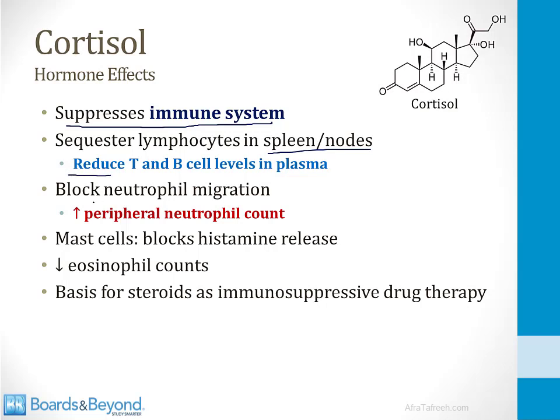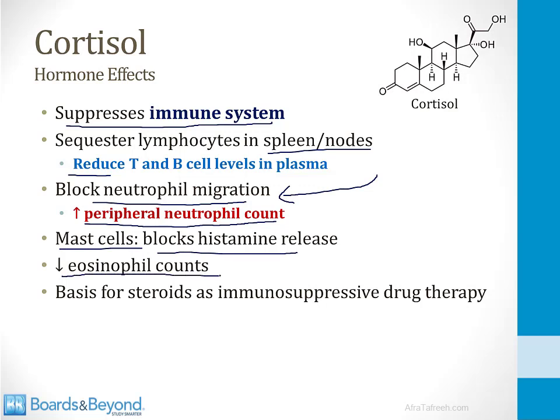Cortisol can also block neutrophil migration out of the vasculature and into tissues. This means that in patients exposed to high levels of cortisol, you will see a rise in the peripheral neutrophil count. This is not because more neutrophils are being synthesized, it's because the neutrophils are trapped in the vasculature and they cannot migrate out. Cortisol has also been shown to block histamine release in mast cells. It will lower the eosinophil count. And all of these effects I've described on this slide are the basis for using cortisol or cortisol-like drugs as immunosuppressive drug therapy, and we'll talk more about that in a minute.